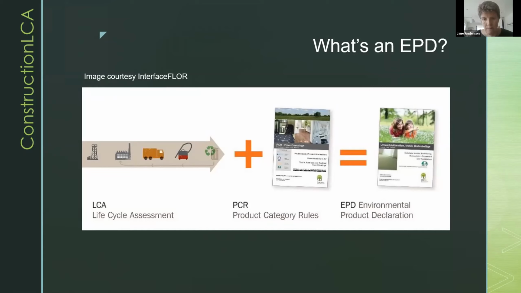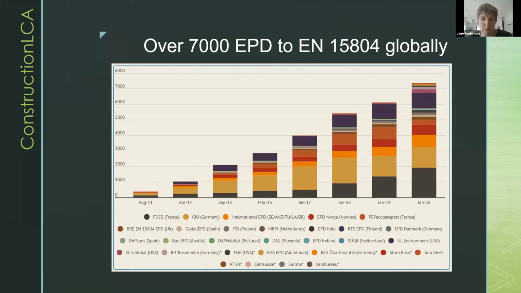There are over 7,000 that have been produced and published according to 15804 around the world, the majority of those in Europe, but you can see that the big players are in France and Germany. But there are a fair number of UK EPDs already out there. I think it's about 300 at the last time I counted, covering products produced in the UK.